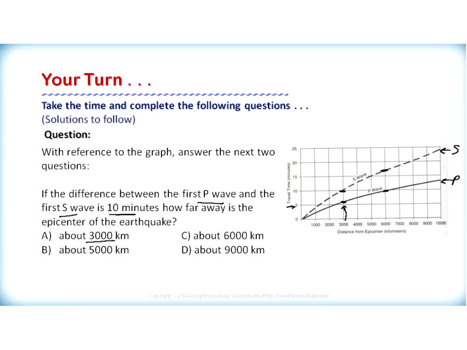So if we go over to the final choice D, which was 9,000 kilometers, we notice that choice D would be approximately 2 full blocks from the P wave to the S wave. Therefore, it would be 10 minutes, because 2 full blocks would represent 10 minutes in time. So your answer to this question would be D. Your earthquake epicenter would be approximately 9,000 kilometers away.